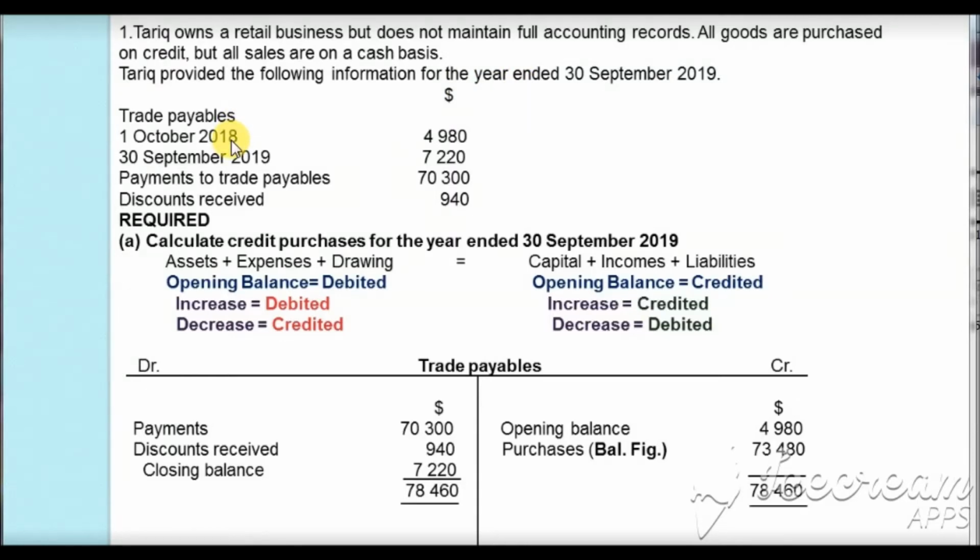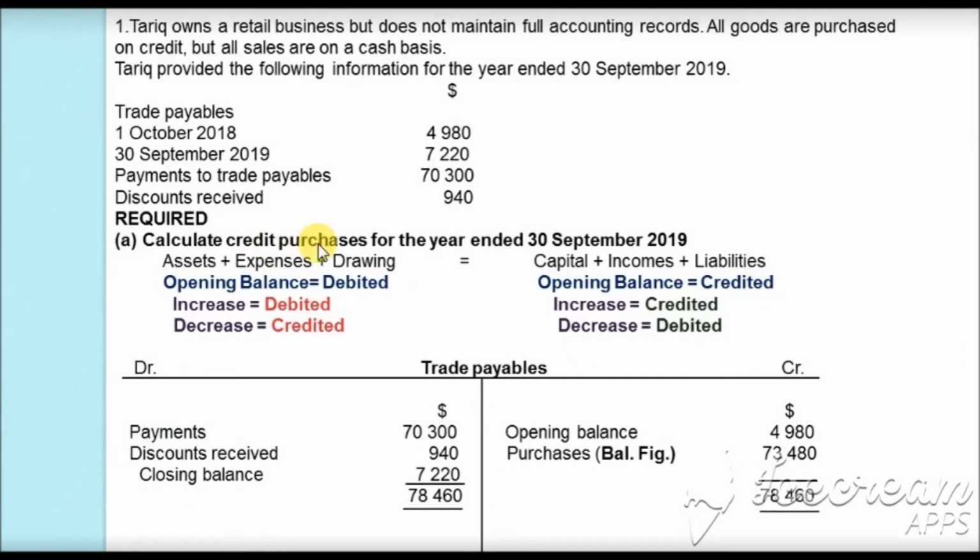Trade payables on 1st October 2018 is $4,980, and on 30th September 2019 is $7,220. Payment to trade payables is $70,300. Discount received is $940. In the A bit of the question, we are asked to calculate the credit purchases for the year ended 30th September 2019. So now let's calculate the credit purchases.